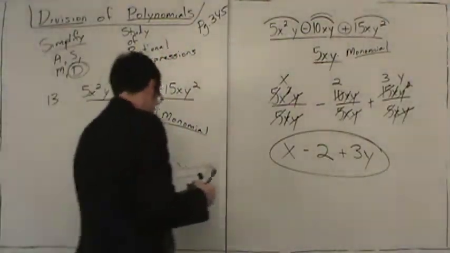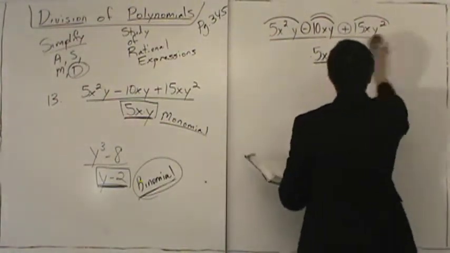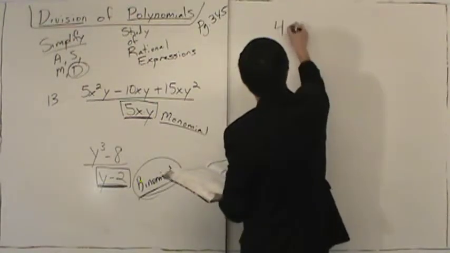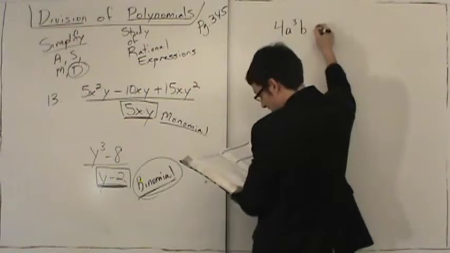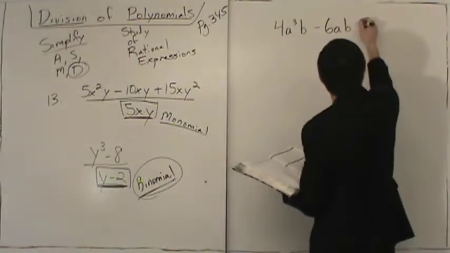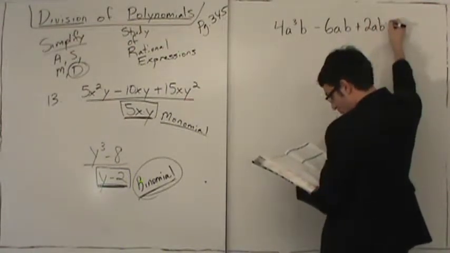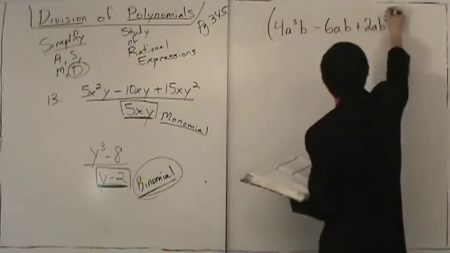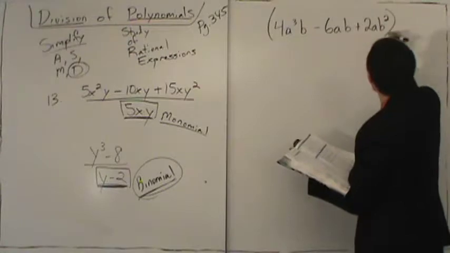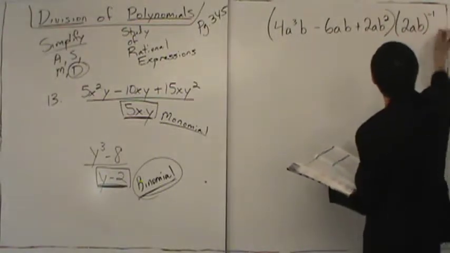Now let's look at another example, number 15. Okay, so number 15 says 4a cubed b. I'm going to keep this very simple. 4a cubed b minus 6ab. I'm just going to write it a little different. Plus 2ab to the third. No, 2ab squared. Let's write it. I'm going to write it a little different than the book says so that you understand how to read this two different ways. Multiplied by quantity 2ab to the negative 1 power.